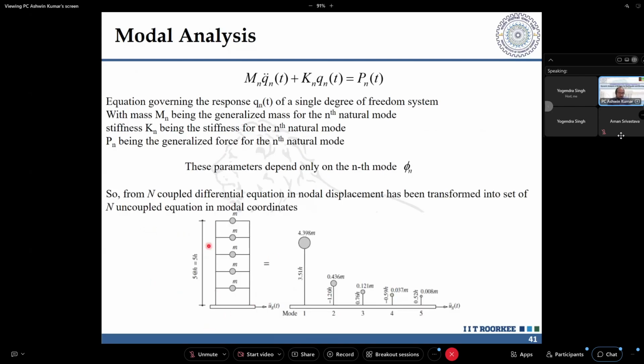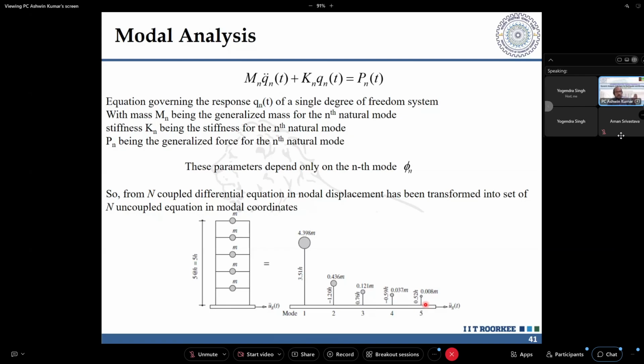If I change the coordinates from u of t to a modal coordinate q of t and use the orthogonality property of the mode shapes, my multi-degree of freedom system shifts to single degree of freedom systems, right? As I said, phi transpose m phi and phi transpose k phi, corresponding to each mode that you are going to consider, will convert the multi-degree of freedom system into individual, equivalent single degree of freedom systems of a certain mass, a certain stiffness, and a certain natural frequency.